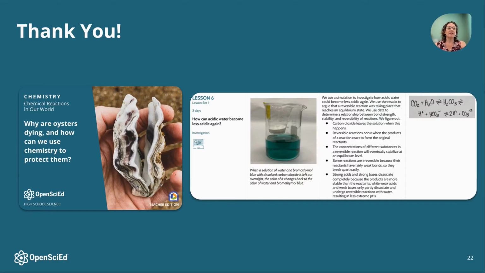So to recap, in this lesson, we investigated how carbon dioxide could naturally dissolve in water with an experimental setup in the lab and examined amounts of carbon dioxide in the atmosphere and hydrosphere. Up next in lesson 6, we'll use a simulation to explore how acidic water can become less acidic. We'll use the results to explain reversible reactions and equilibrium and analyze the data to understand how bond strength affects reaction stability and reversibility. Good luck and have fun.